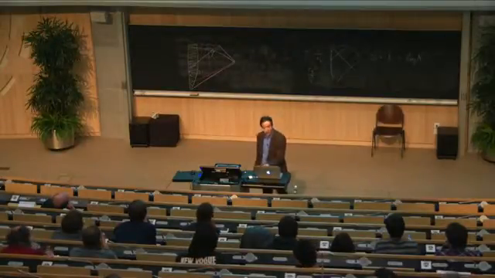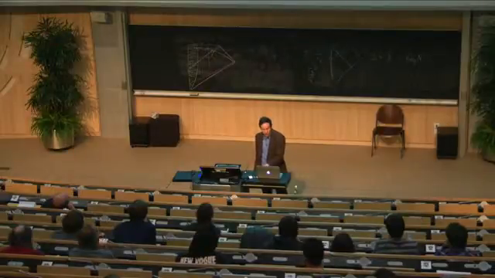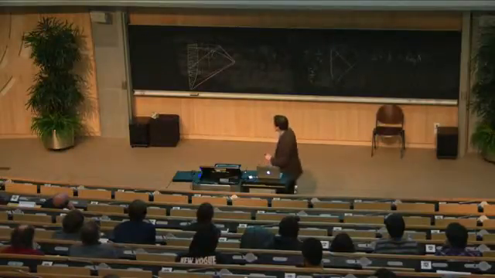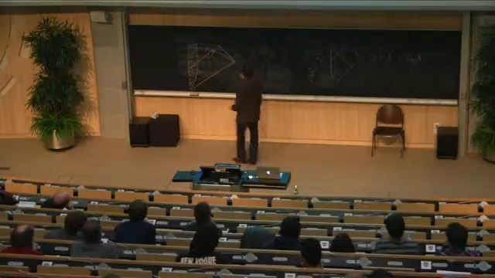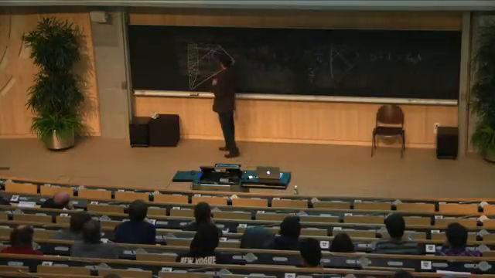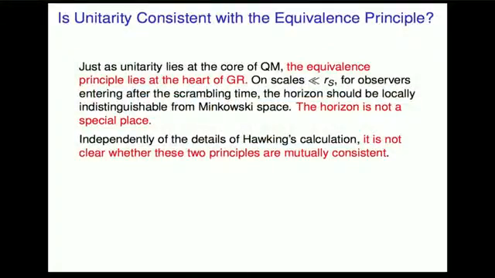So the question is whether we can make that consistent with the information coming back out. And intuitively, you might see that that could be hard, because if the horizon is not a special place, how is the information going to get stuck here and come out? So black hole complementarity tried to make that work. And I'll argue later that it doesn't help with firewalls, at least it's not enough. But it did help with a bunch of other apparent problems.